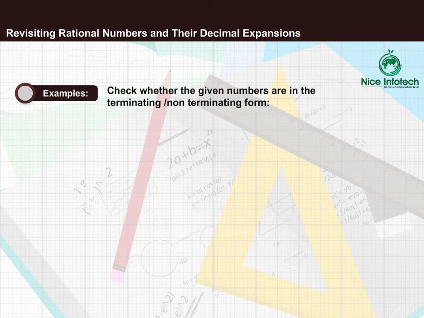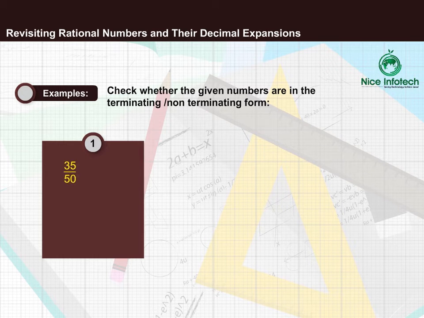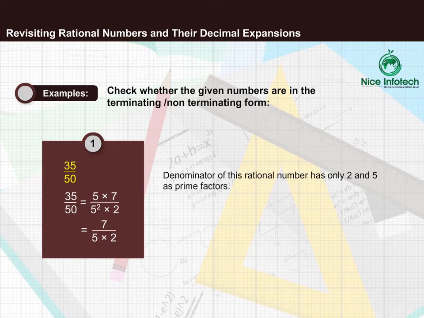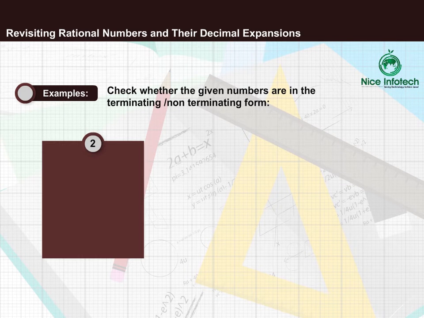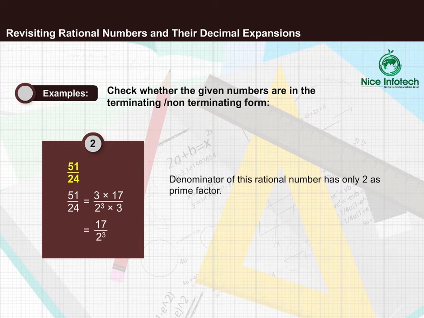Examples: check whether the given numbers are in the terminating or non-terminating form. First, 35 over 50. The denominator of this rational number has only 2 and 5 as prime factors. Hence, it has terminating decimal expansion. Second, 51 over 24. The denominator of this rational number has only 2 as prime factor. Hence, it is a terminating decimal.